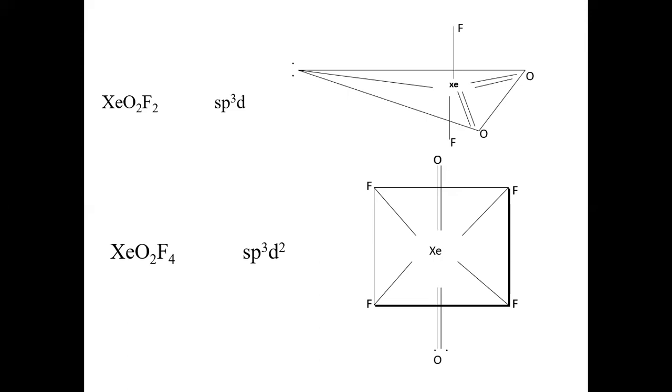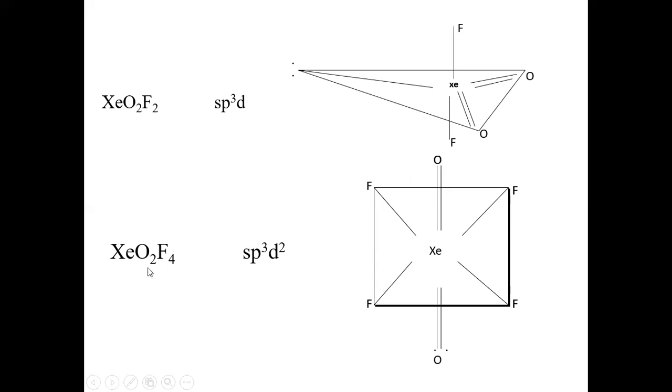The remaining 4 sp3d orbitals, each containing an electron of xenon, will form 2 xenon-fluorine sigma bonds and 2 xenon-oxygen bonds. Of the xenon-oxygen bonds, one is a sigma bond and the other is a pi bond. Here also you have a double bond, one sigma, one pi.